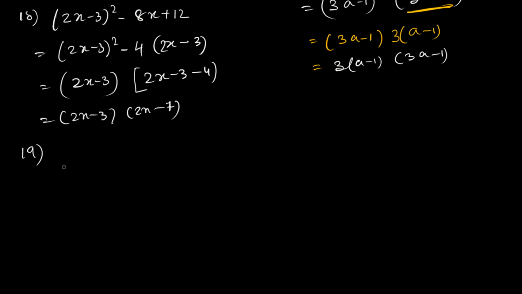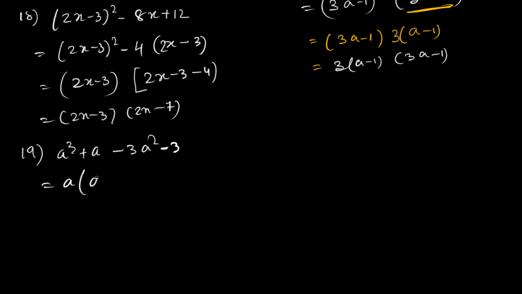Let's go for the 19th one. It's a cube plus a minus 3a square minus 3. Okay, from the first two terms, we can take a common.